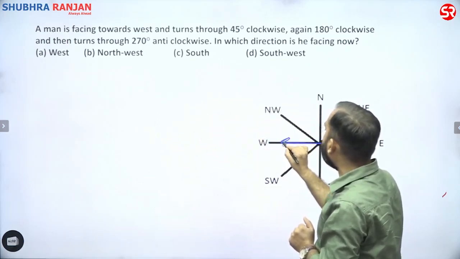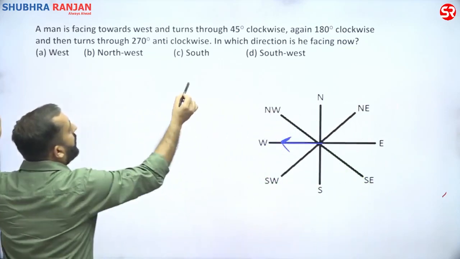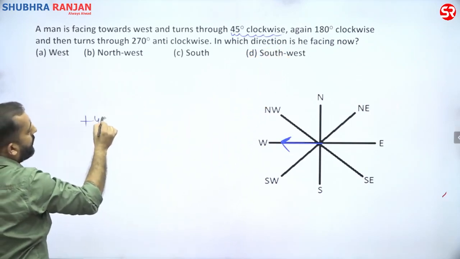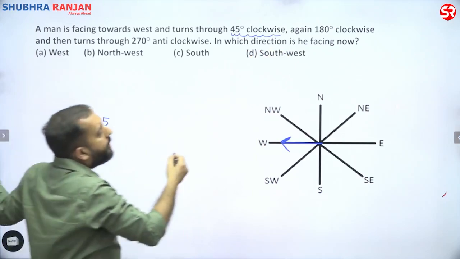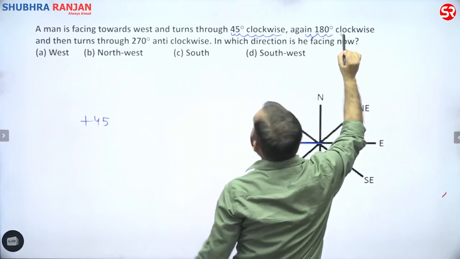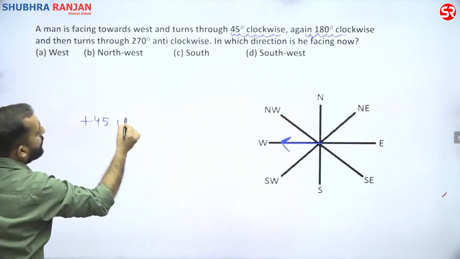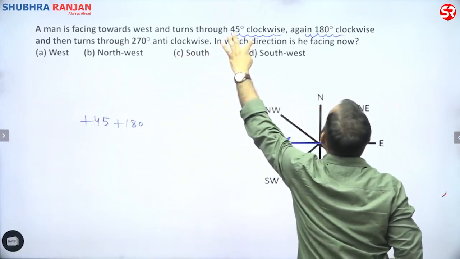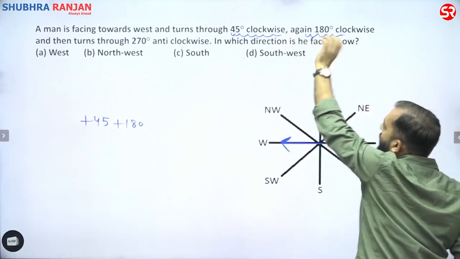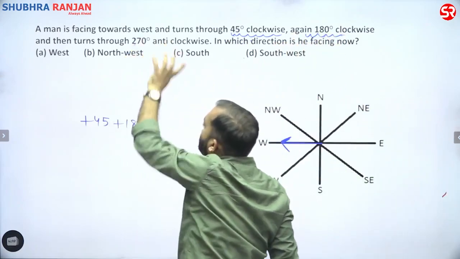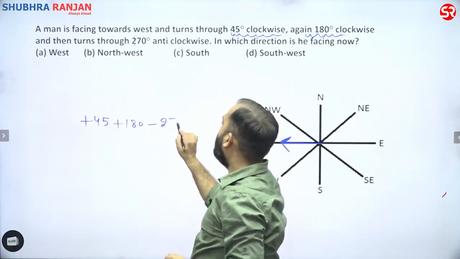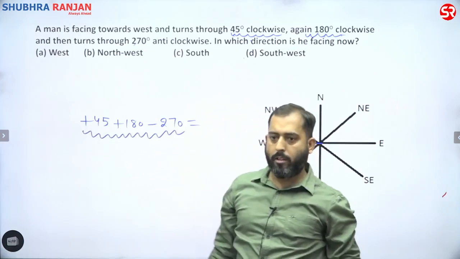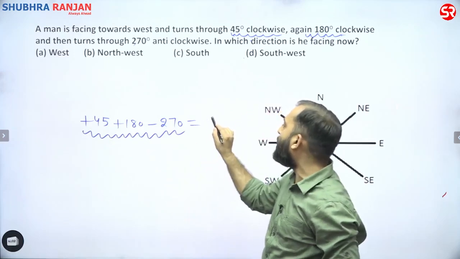In the beginning, the man was facing west. After that, the man turned 45-degree clockwise, so that is why plus 45. Then this man turned 180-degree clockwise, so plus 180-degree again. Because 45-degree clockwise is a positive change, 180-degree clockwise is a positive change, and finally 270-degree anti-clockwise, so minus 270. This calculation will give you the final movement. Solve this, it will give you minus 45-degree.